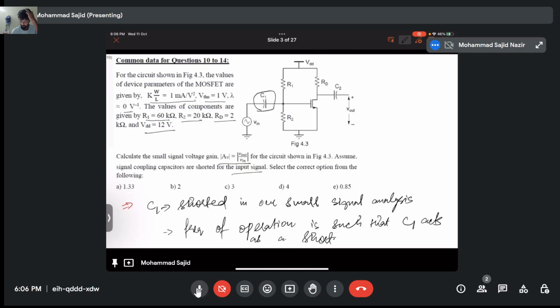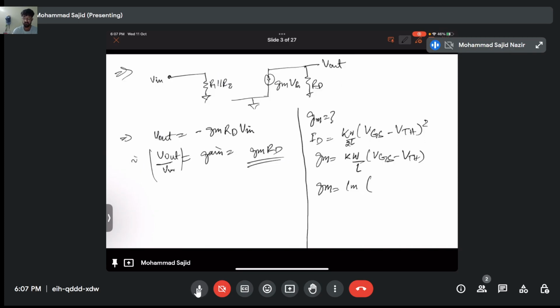What is VGS? We're talking about your DC voltage, that will be R2 divided by R1 plus R2 multiplied by VDD. Right? So VGS is R2, 20K, divided by 20K plus 60K, multiplied by 12. K will go. VGS comes out to be 3 volt. And VTH is given as 1, so this will be 3 minus 1, so gm will be 2 milli siemens. So gm is now calculated.